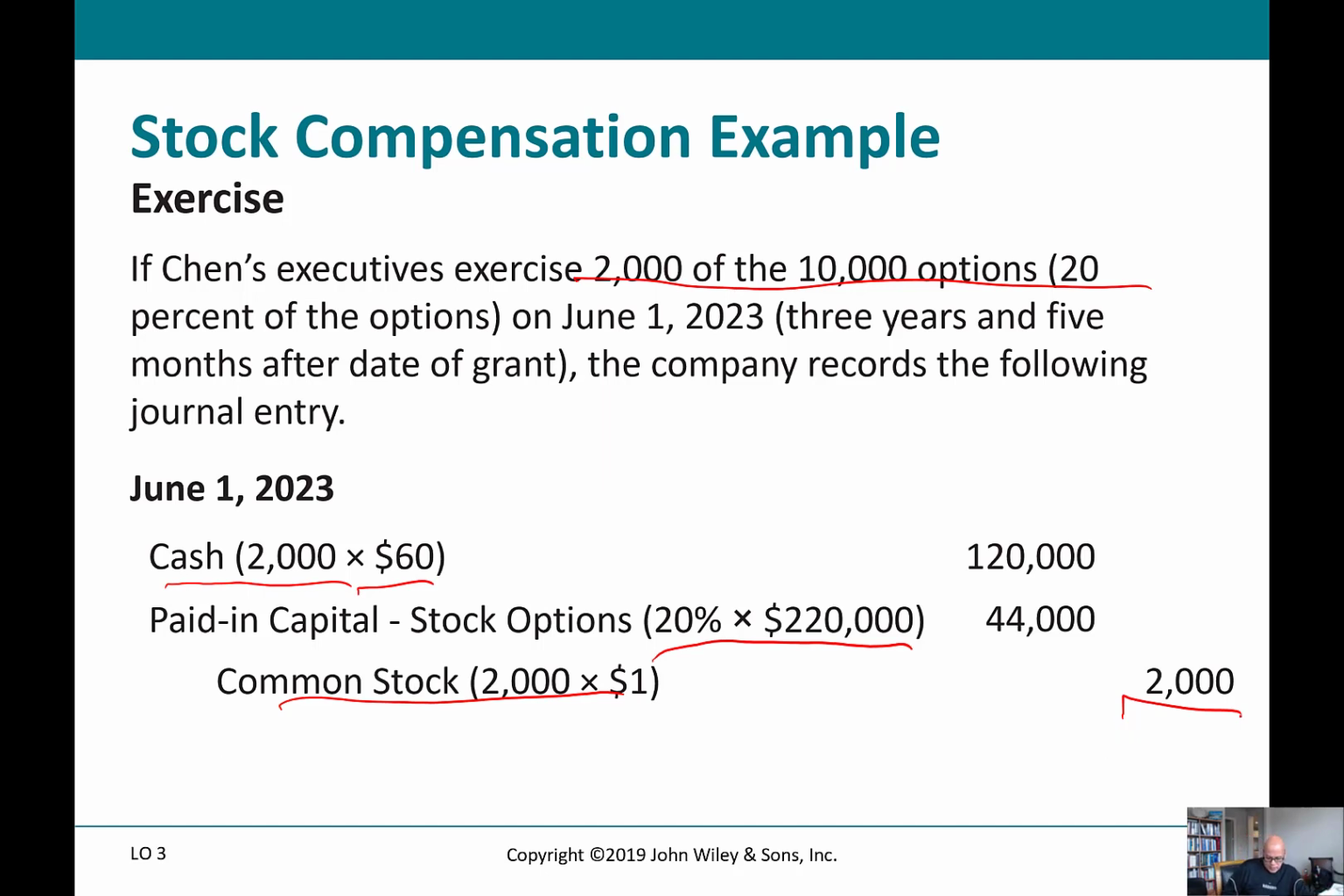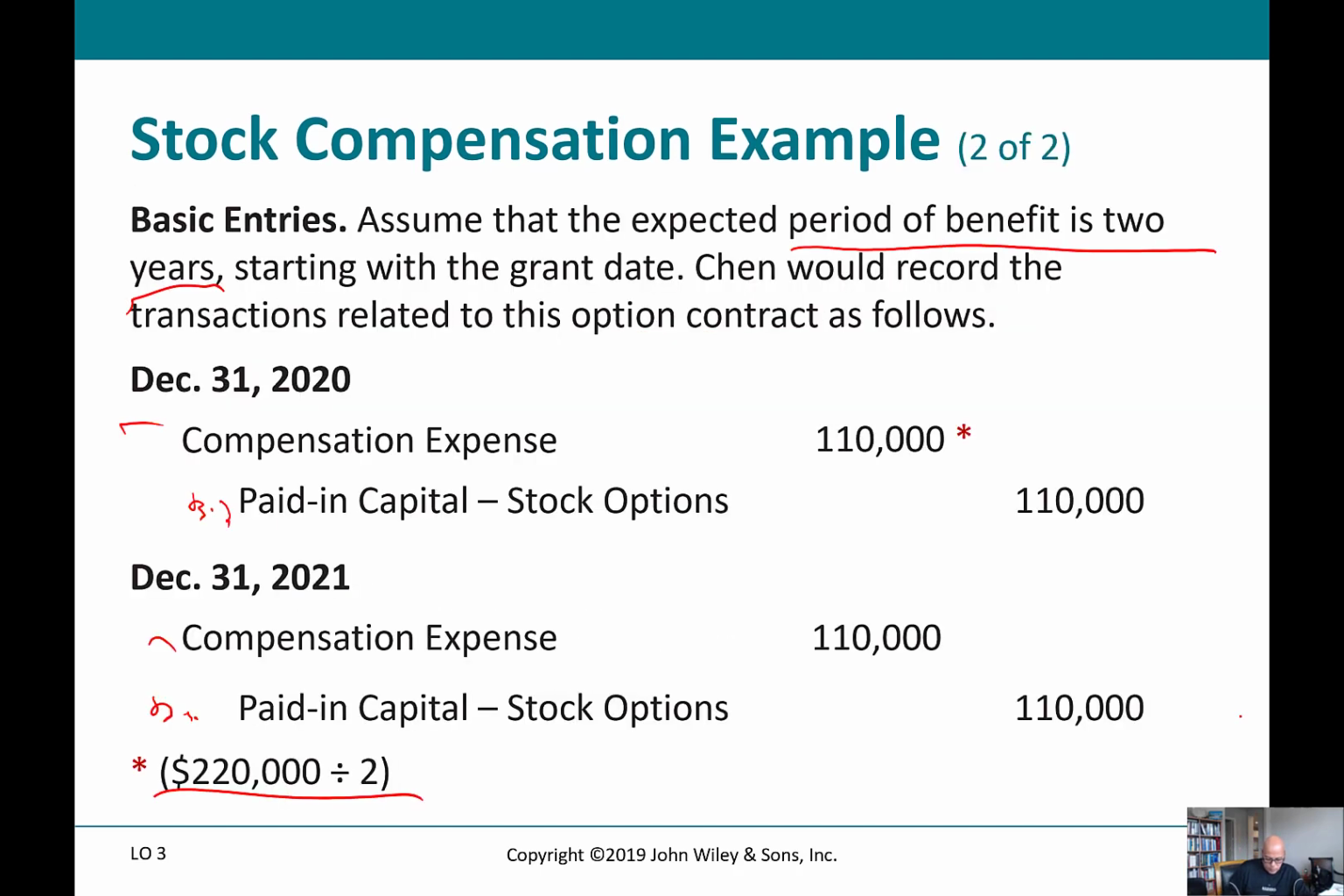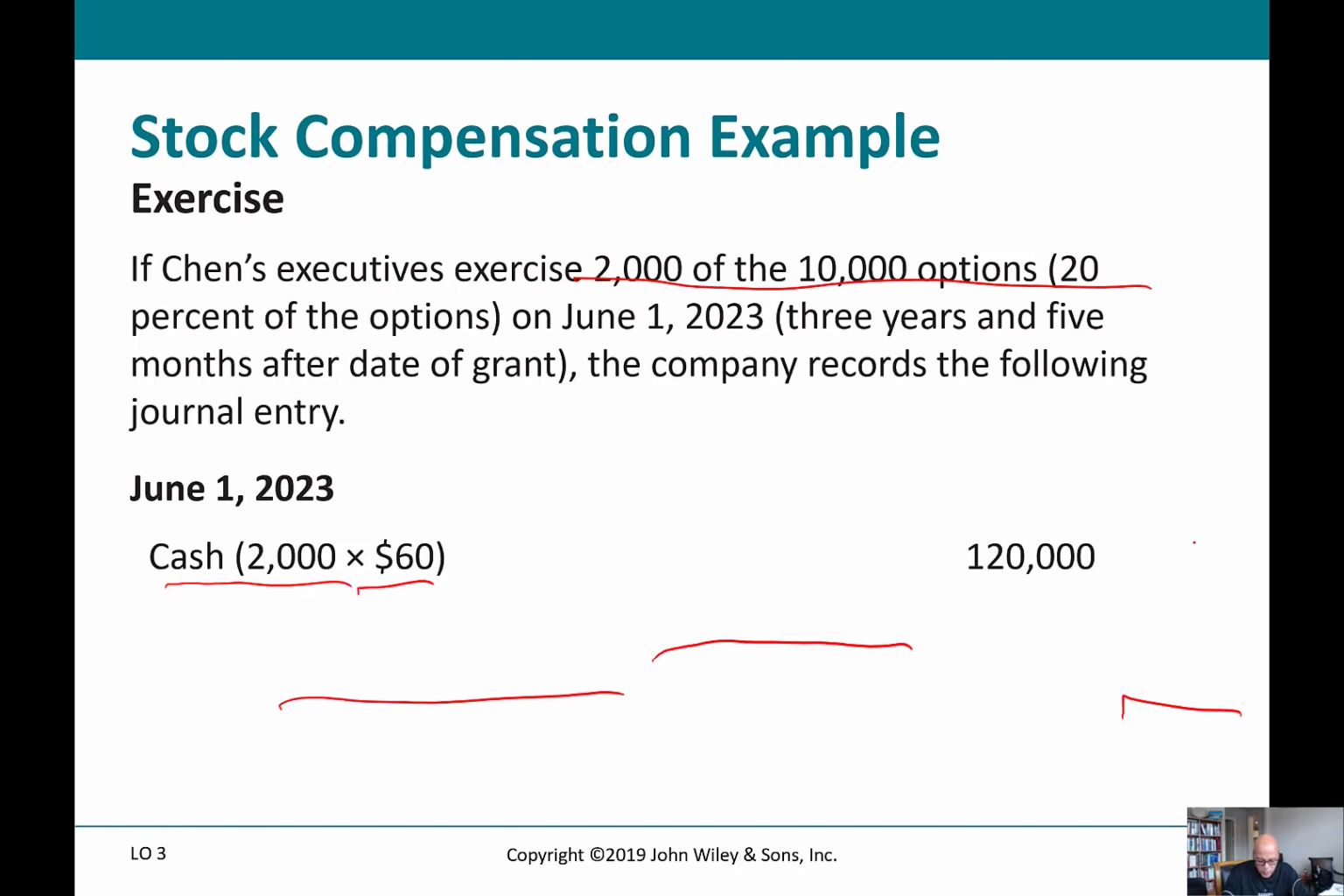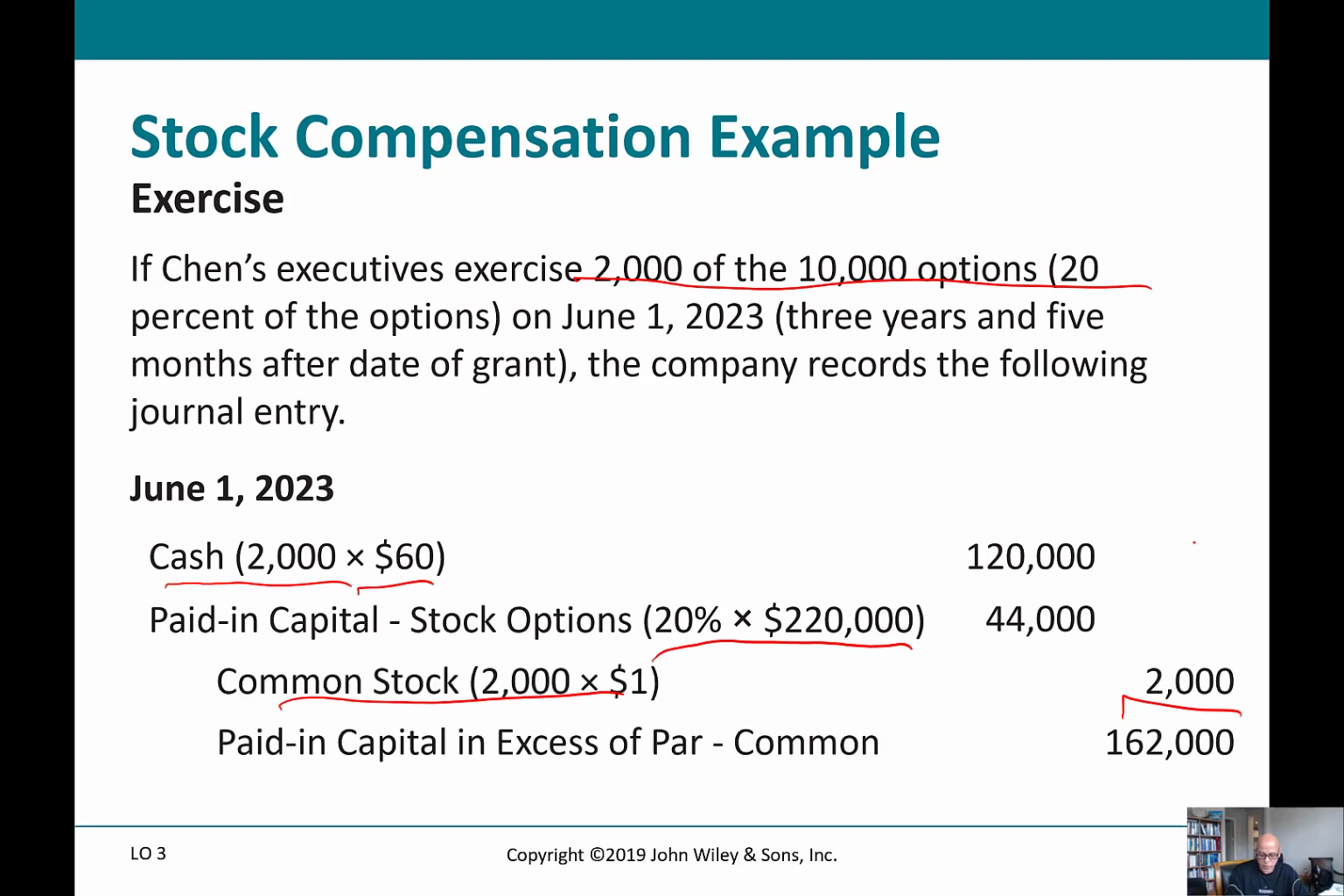And I'm just checking that 220 number just to make sure we're comfortable. 220 was the total amount that went into APIC, 110 and 110. That total 220 went into APIC, so if we've exercised 20% of the options, we're going to take 20% of that total 220 that's sitting in APIC options. The cash came in, we issued the common stock at par, and to make the journal entry balance we credit that additional amount to paid-in capital in excess of par, right?